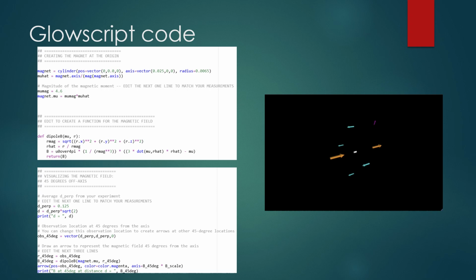And then here is the GlowScript code. The one on the top is the general setup for the calculation of the magnetic field, and then the bottom is setting up the visualization of it, and then the right is the final visualization.